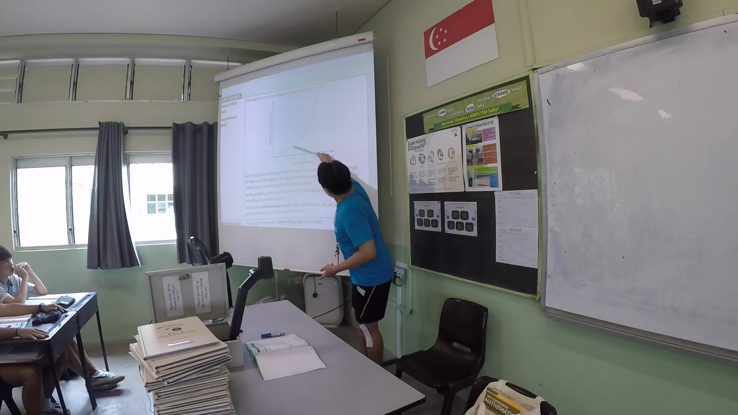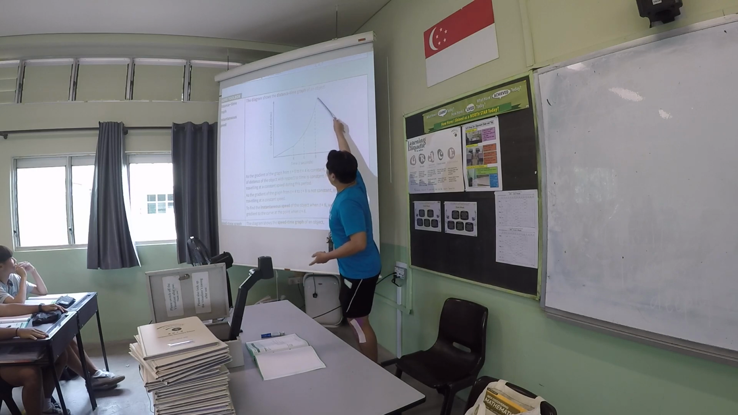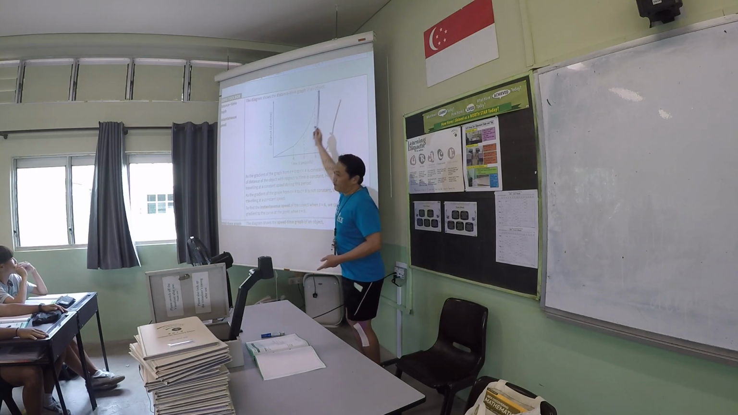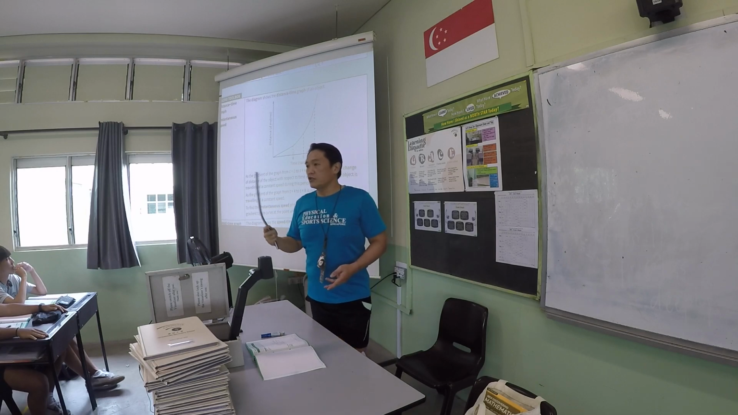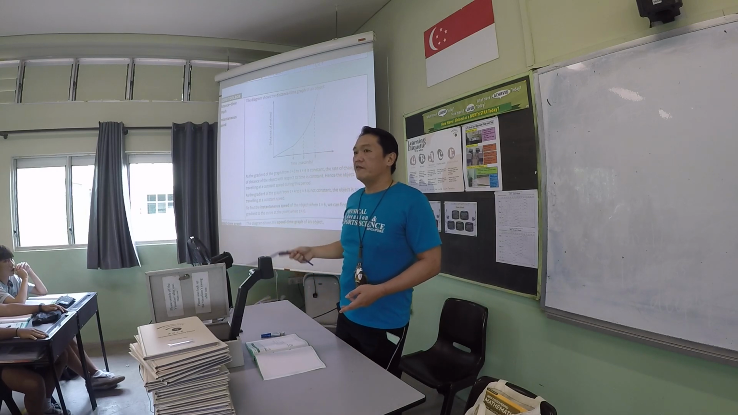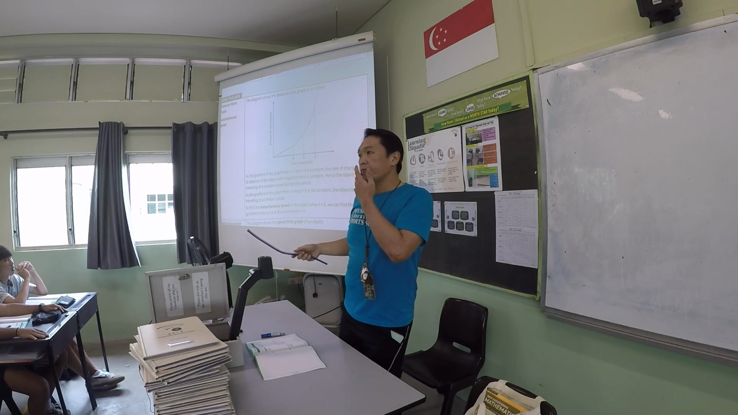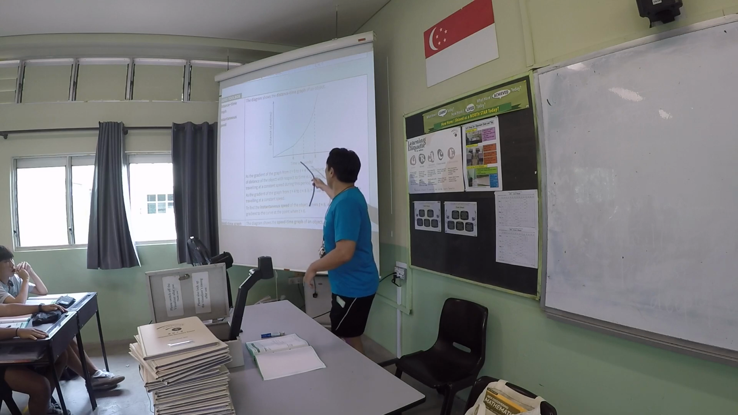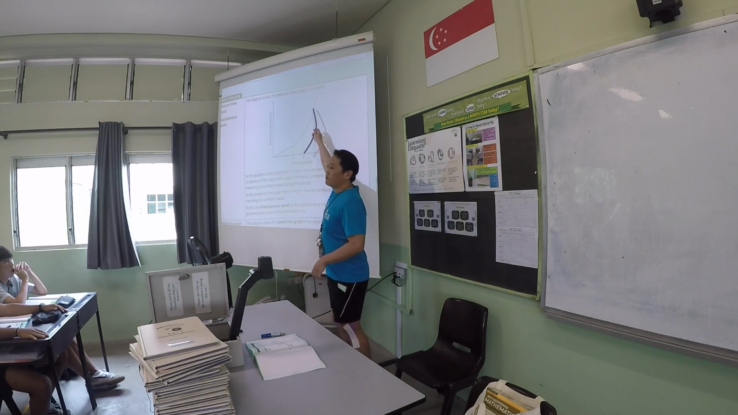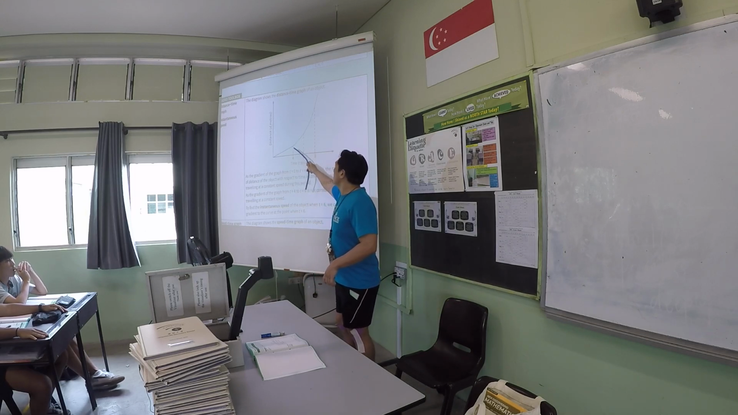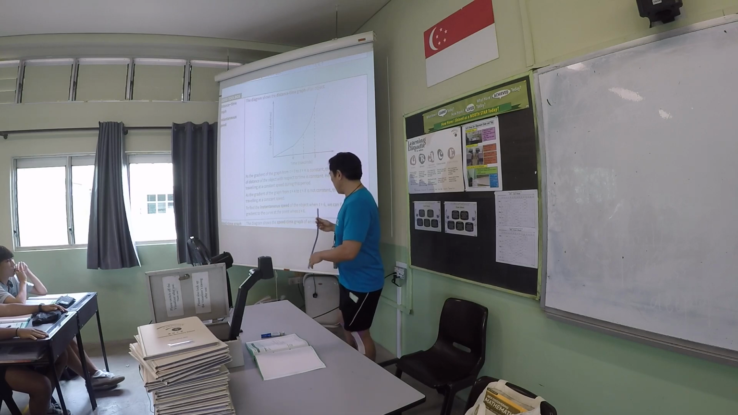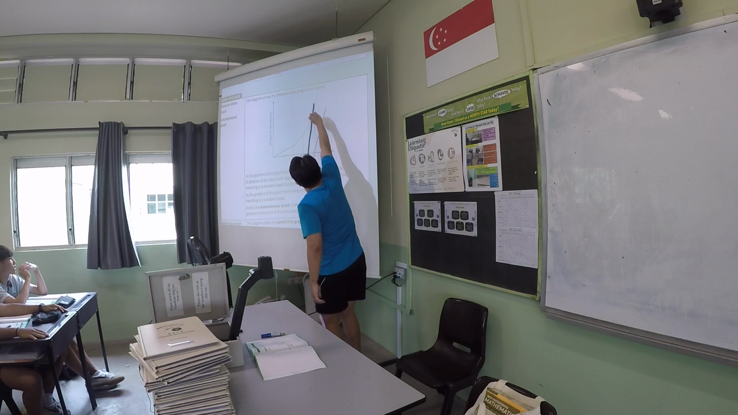Okay? Here it starts to curve up. By now, you all should already know, for a curve, is the gradient constant? For a curve, at every point is the gradient the same? No, right? So in this case, you can see that the gradient is actually getting steeper, steeper, and steeper.